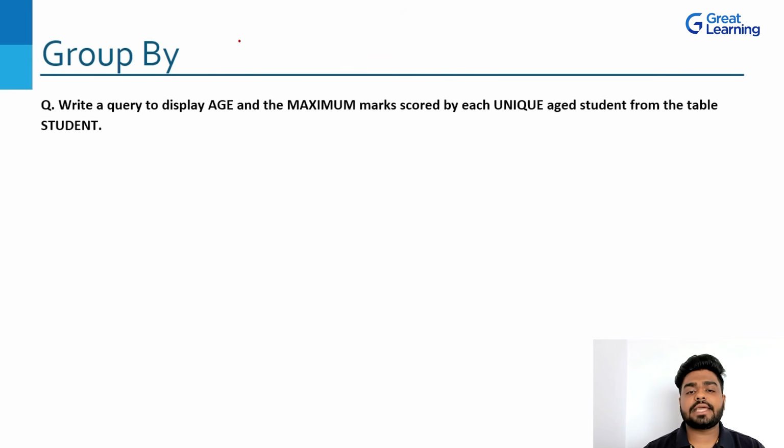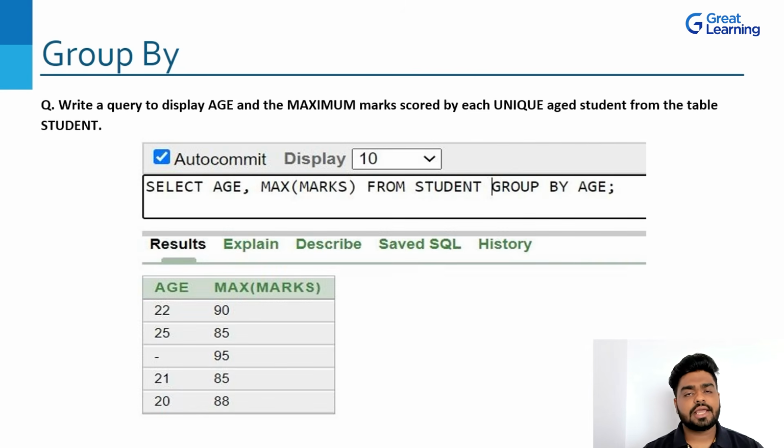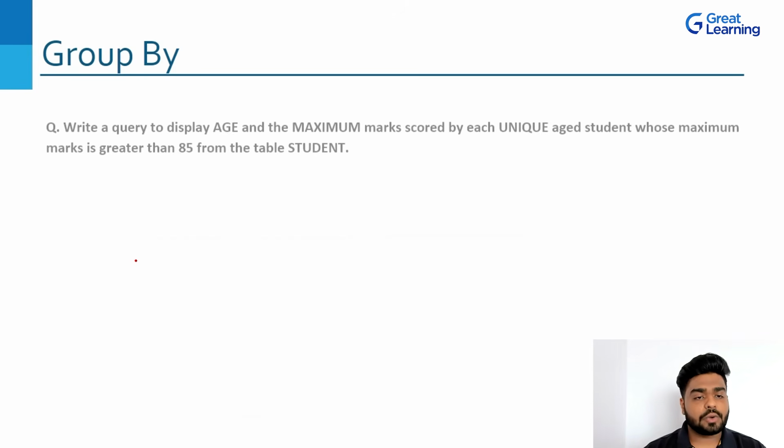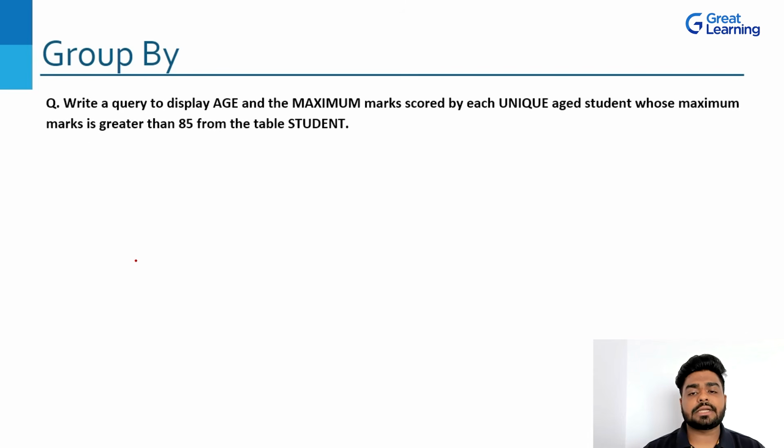Next, write a query to display age and the maximum marks scored by each unique age student from the table student. Same kind of question, just twisted. Select age, max marks from student, group by age. We are getting the maximum marks, not the minimum marks this time. Okay, write a query to display age and the maximum marks scored by each unique age student whose maximum marks is greater than 85 from the table student.